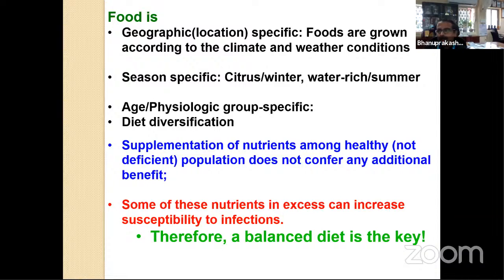Now, forgetting that, all of a sudden we all started taking supplements. Why do we need supplements? Supplementation of nutrients among a healthy population does not confer any additional benefit. I repeat this, coming from the Nutrition Institute. Supplementation of nutrients available in the medical shop is not required for healthy people unless there is a report that this particular nutrient is deficient, either you are B12 deficient or vitamin D deficient. You don't need to pop all these supplements. Only take care of your food habits, with diet diversification based on the season, your age, and your condition.